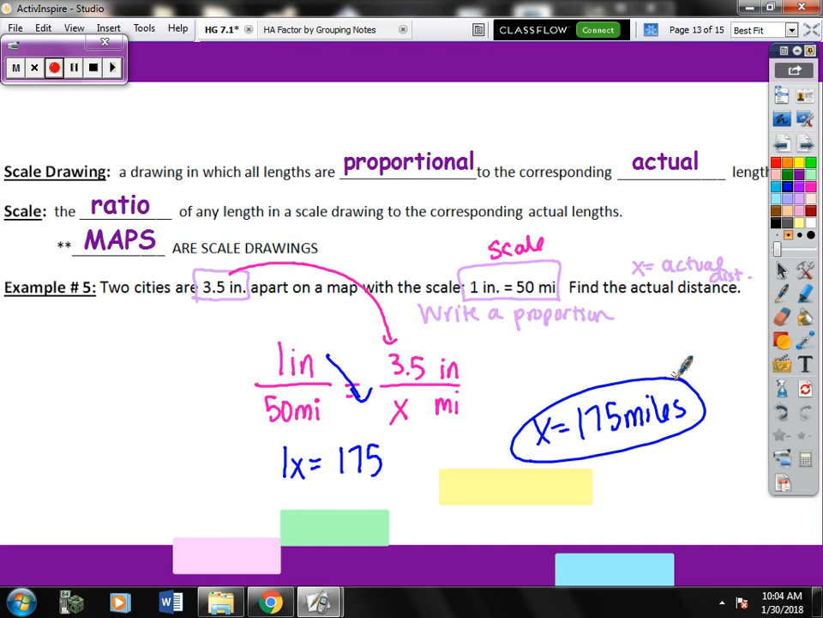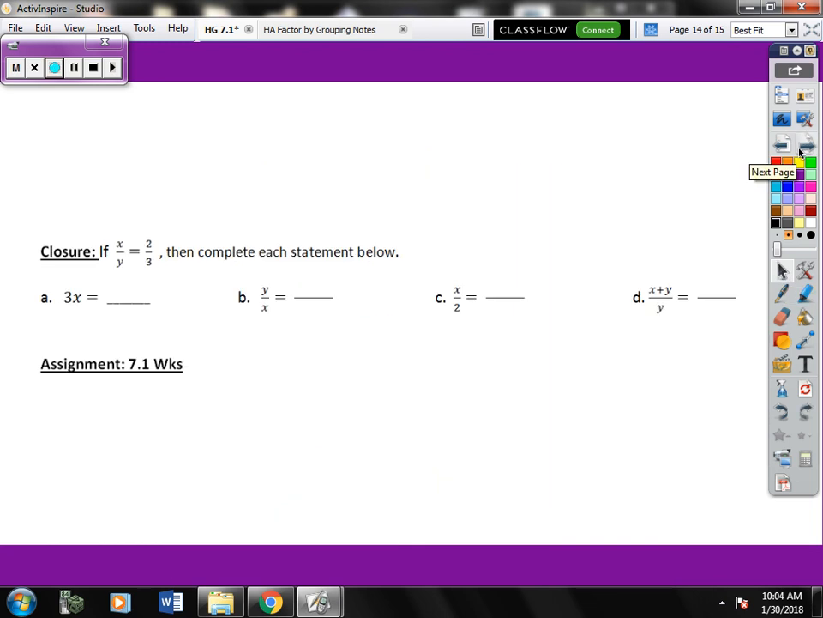See if you guys can complete the closure, just filling in those blanks. They should all have numbers and variables in them. While I pass out your homework.